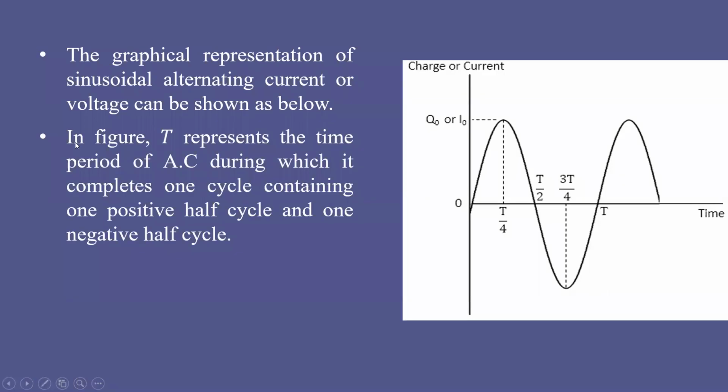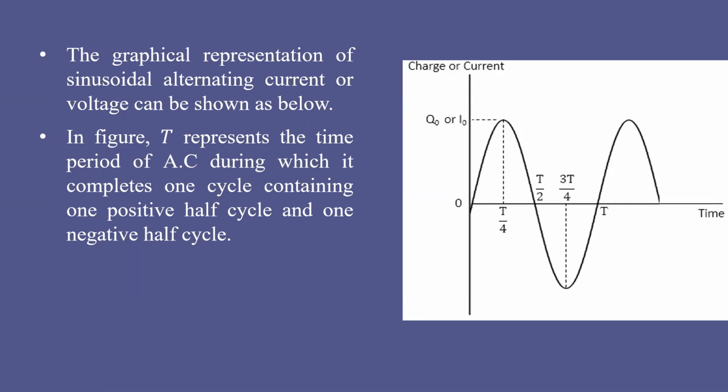Okay, in the figure, capital T represents the time period of AC, during which it completes one cycle containing one positive half cycle and one negative half cycle. So in one complete cycle, that is from 0 to T, it will have one positive half cycle and another negative half cycle. It will change its direction once in one cycle. So one cycle is one complete sine wave.